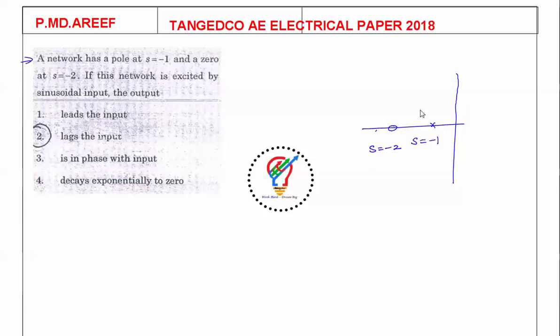So here the pole is nearer to the origin. That means it is a lag network. Once it represents a lag network, for a sinusoidal input, the output lags the input.